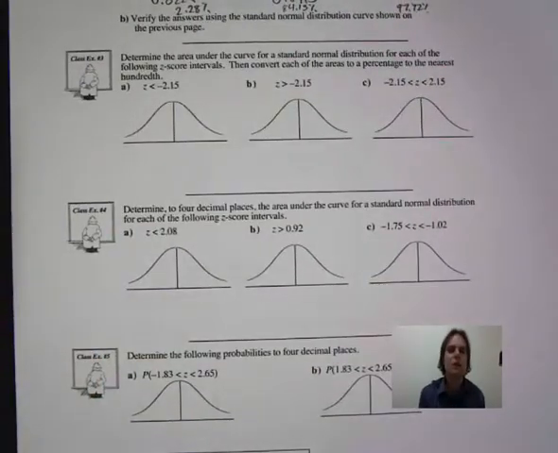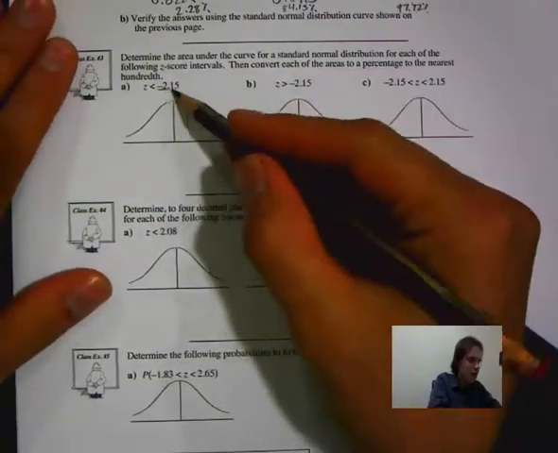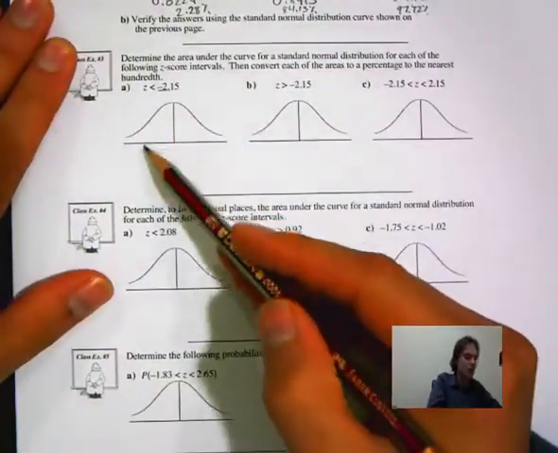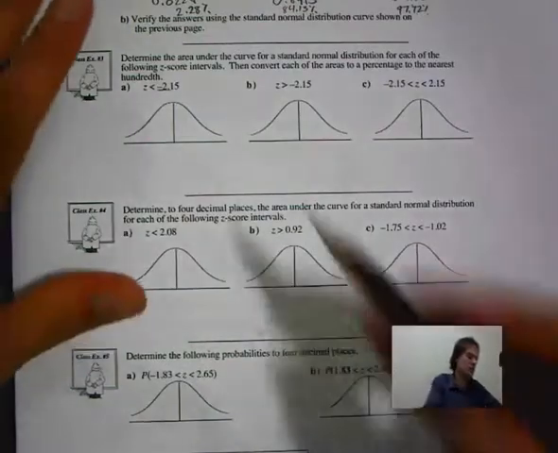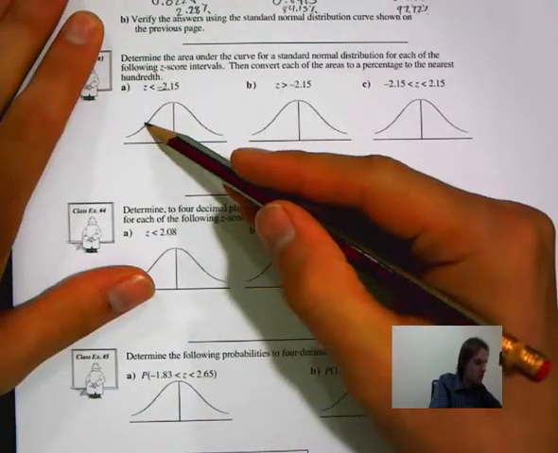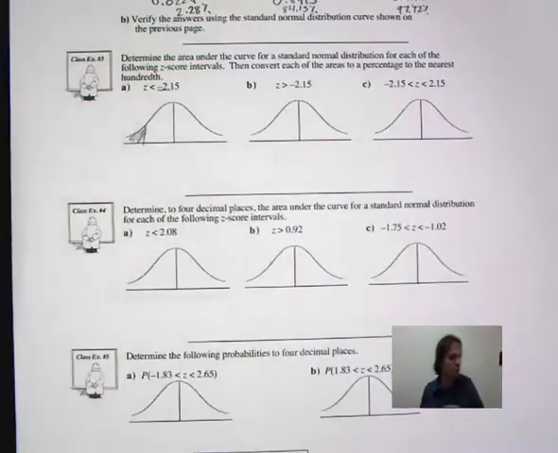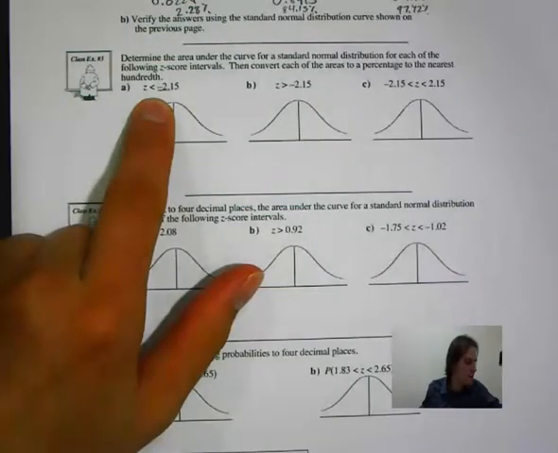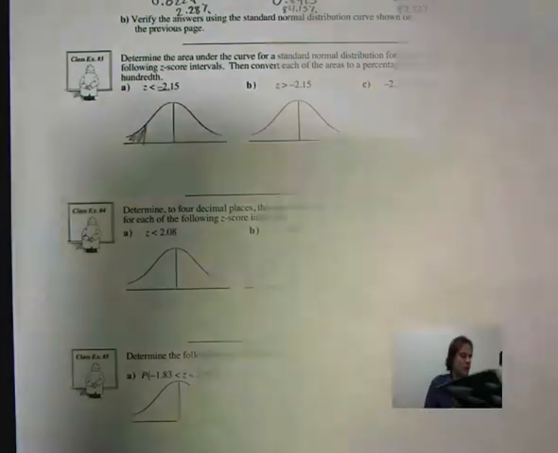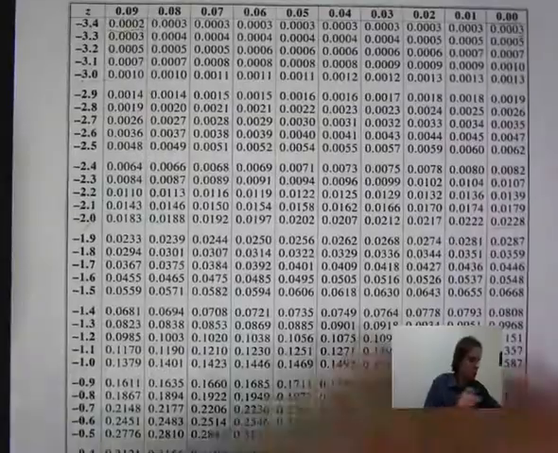So the next one says, determine the area of the following z-score. So now we have decimals, and it wants to convert each to a percentage. The last ones I converted to a percentage too, even though it didn't ask, just so we get some practice. So we want less than negative 2.15. It's a negative, that means we're on the left side of our mean, because we are below average on this one. So we want the z-score to be less than negative 2.15.